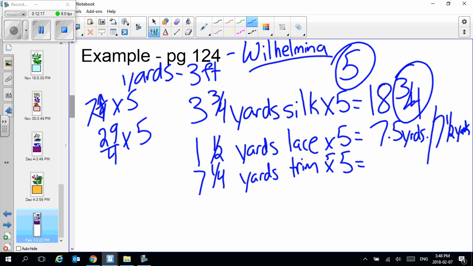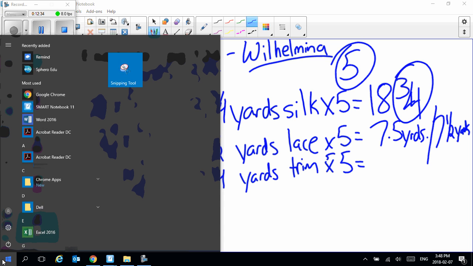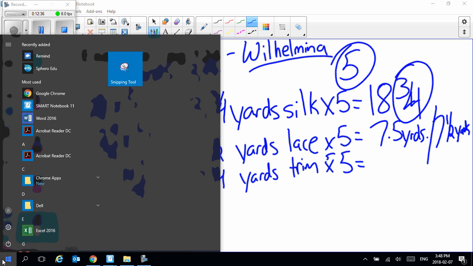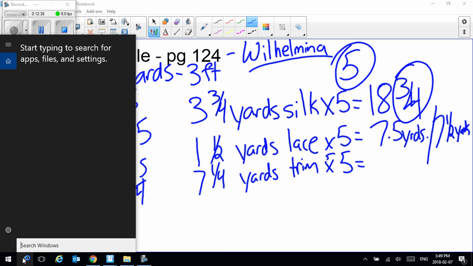So I get 145 over 4. Okay, now I have to break this down. So how many times does 4 go into 145? Let me pull up my calculator. Do I have it handy? Apparently I do not have it handy.